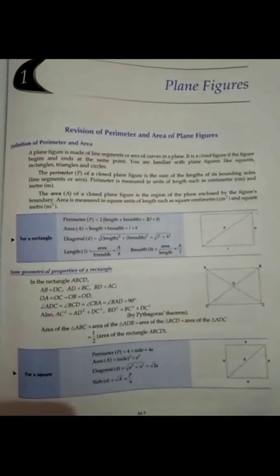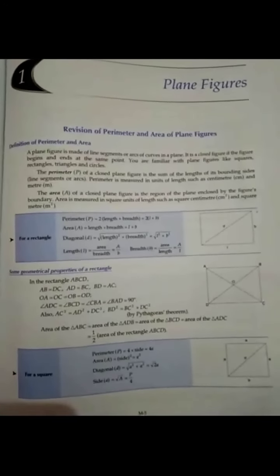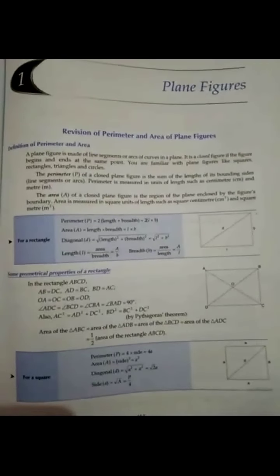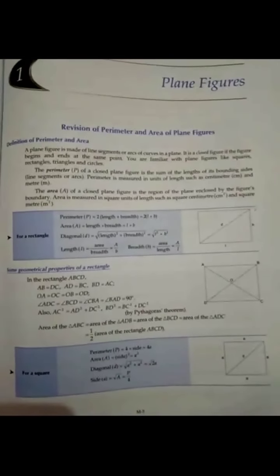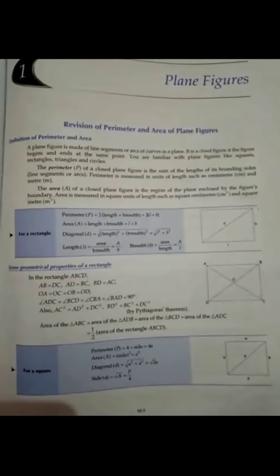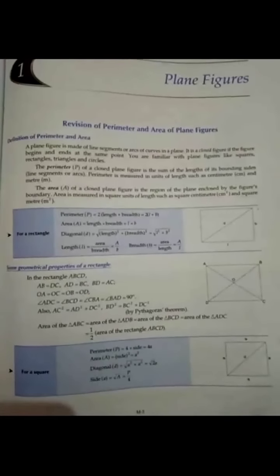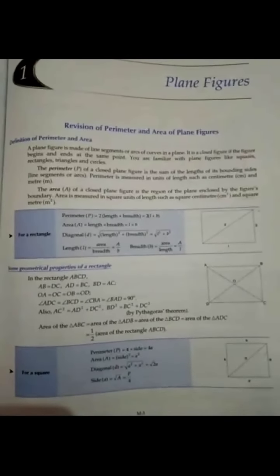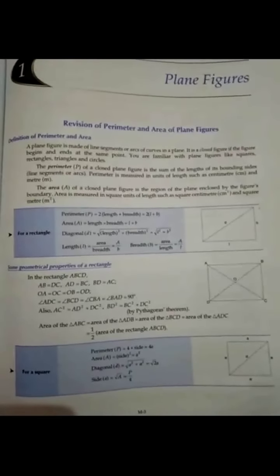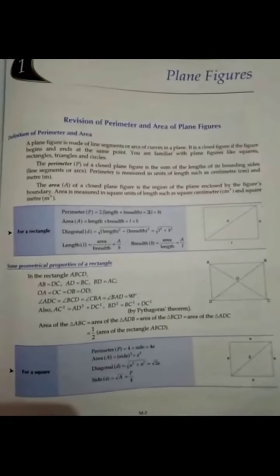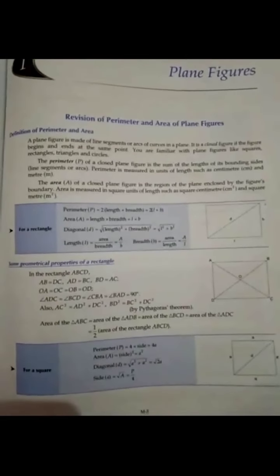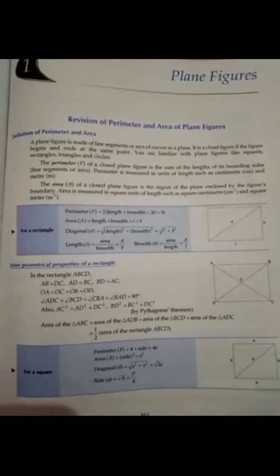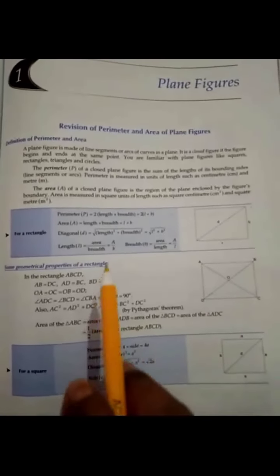Student, in this video we see unit mensuration, chapter 1, plane figures. In your lower classes you have studied the formulas of rectangle, square, and right angle triangle. The same formulae we use for finding the perimeter and area of plane figures. So first we do the revision part about rectangle.